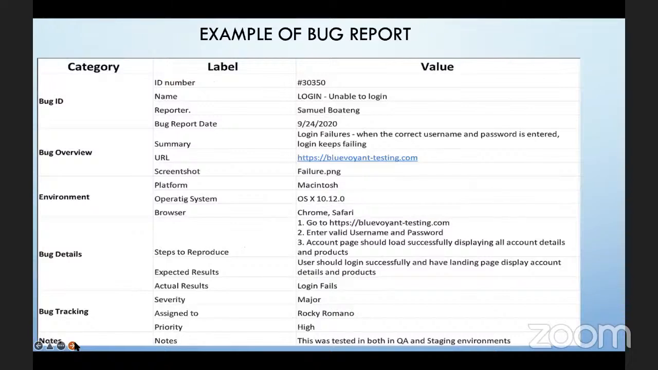All right. Now, let's look at a bug report. So now that you find a bug, and you have issues in here, how do you report it? How does the issue get reported?